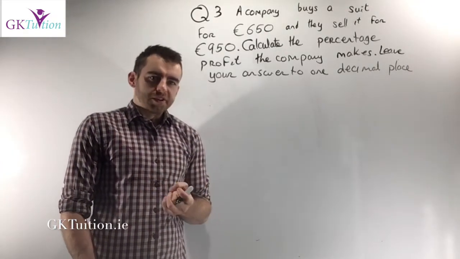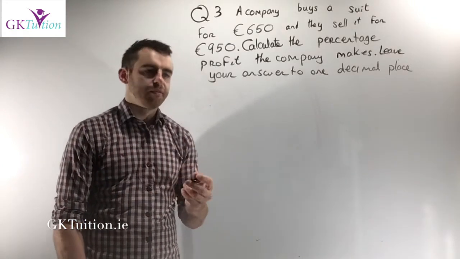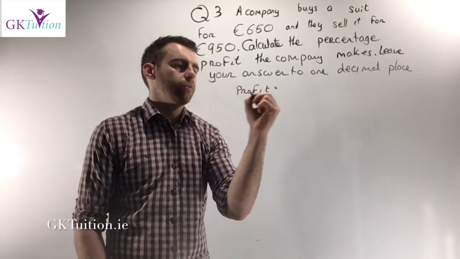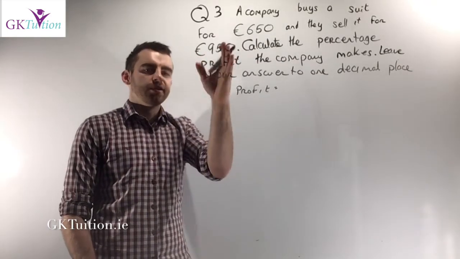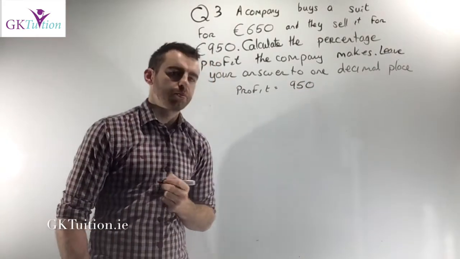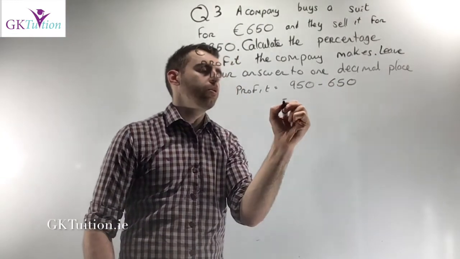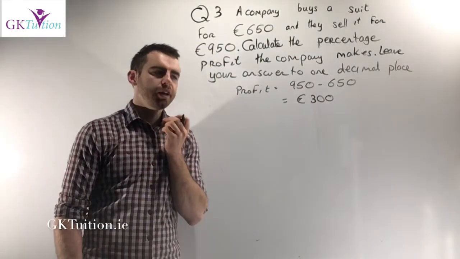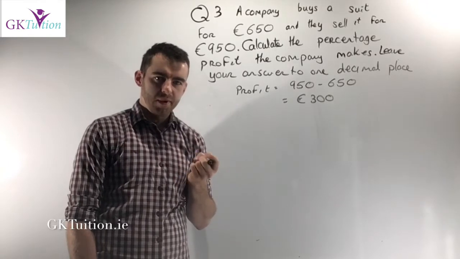Okay, so if I'm looking for percentage profit, then obviously the first thing I need to do is work out the actual profit. The first thing I need to do is work out how much money does the company make on this suit. To work out the profit, it's obviously the amount that they charge minus the amount that they paid for it. The company are going to charge customers €950 to buy the suit, whereas it only cost them €650 to buy the suit, which means the profit they make on each suit is €300. I can use this €300 to work out the percentage profit that the company makes.